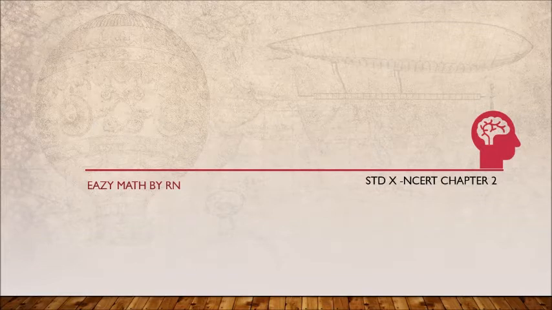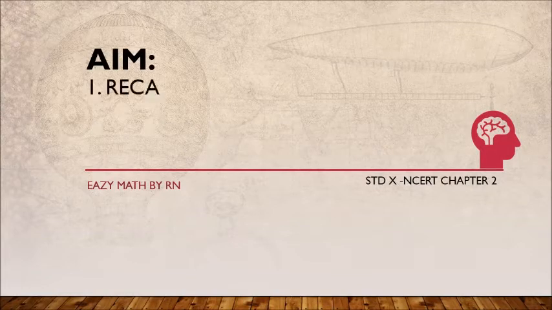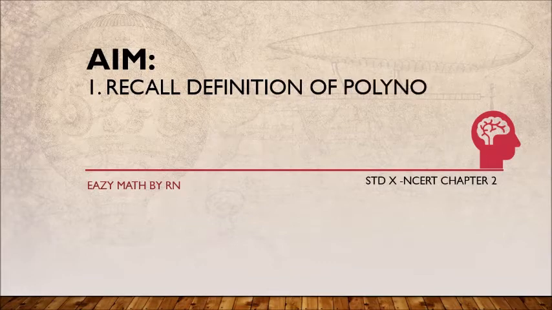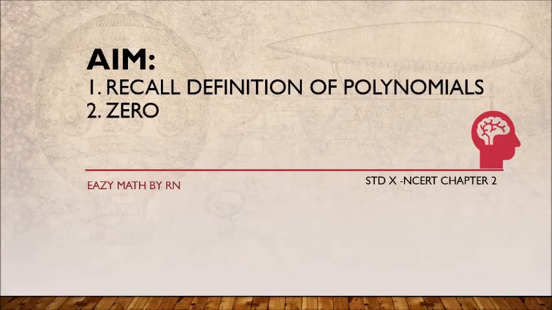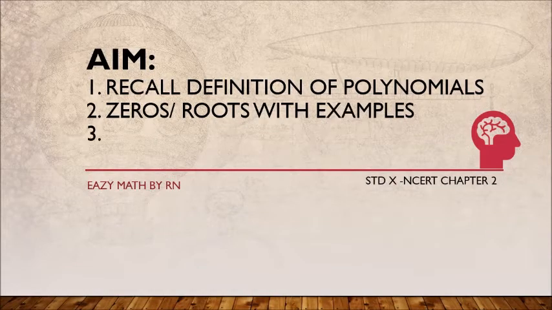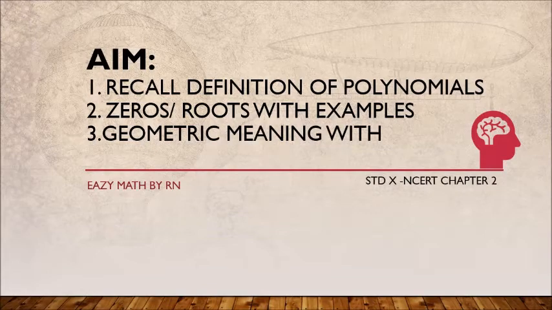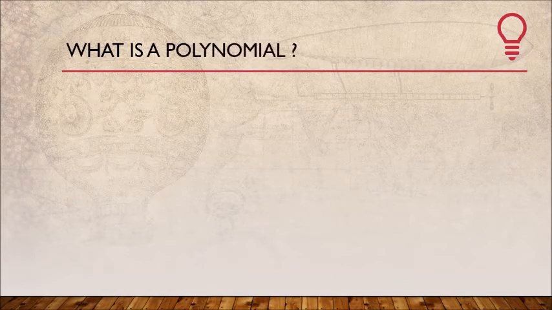Before we begin with that, let's recall a few things. We are going to recall the definition of polynomials. We will also revise the definition of zeros or roots of a polynomial along with examples, and then we will go to our main topic, that is geometric meaning, with the help of examples, and we will see graphically how it looks. So let's begin with the definition of polynomial.